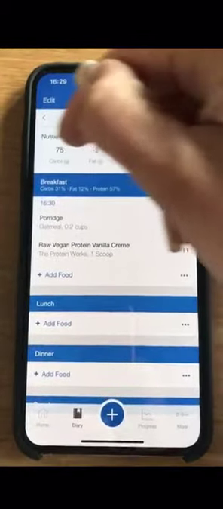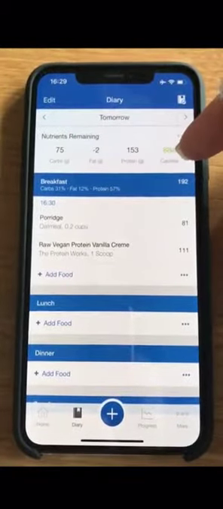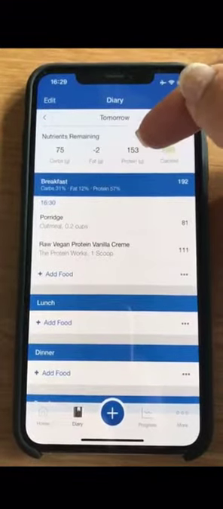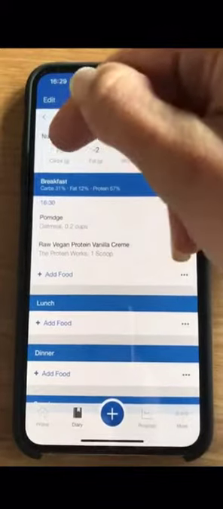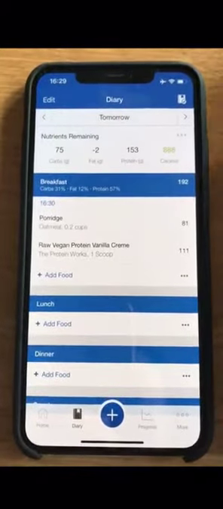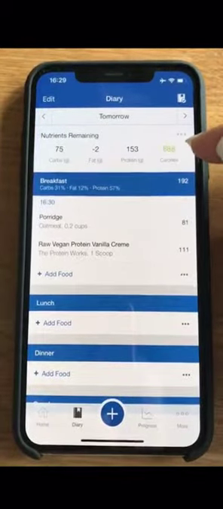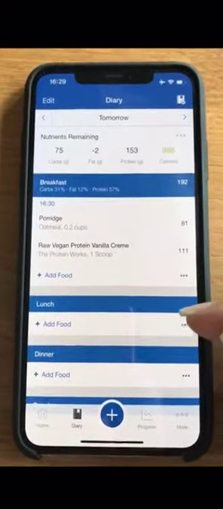Now, what I then do is I check up here. And I say, oh, okay, so this means that I have 153 grams of protein left to eat, and I have 75 grams of carbs left to eat. So this is like a dartboard, right? This deducts the calories from the daily total.